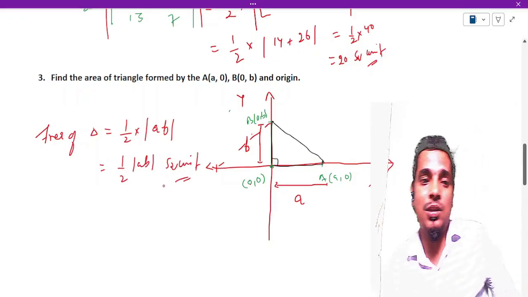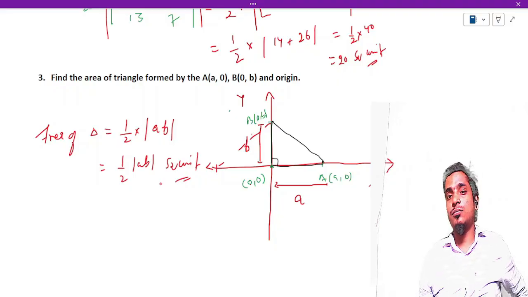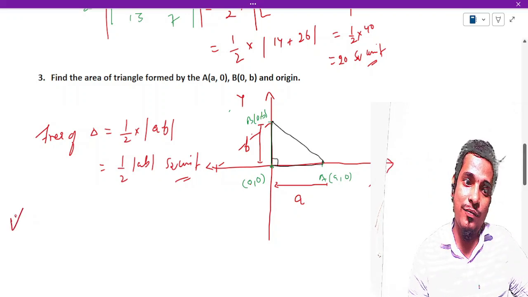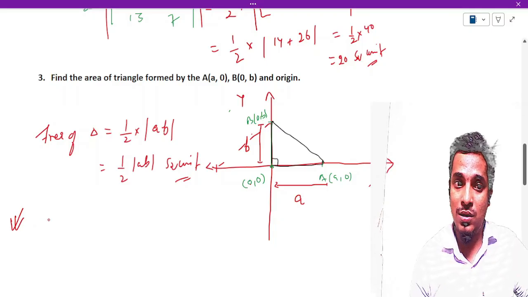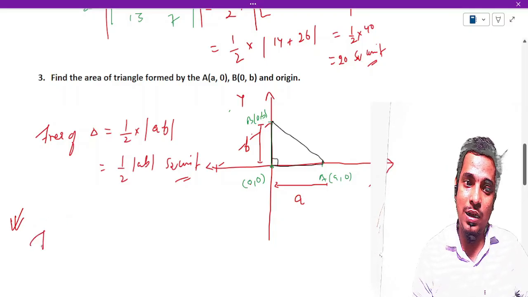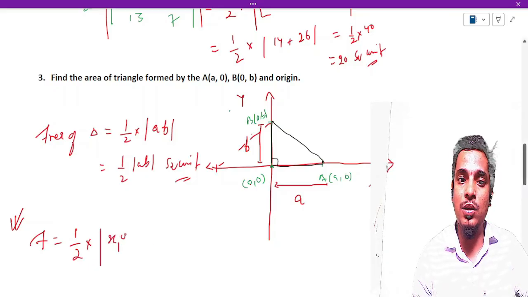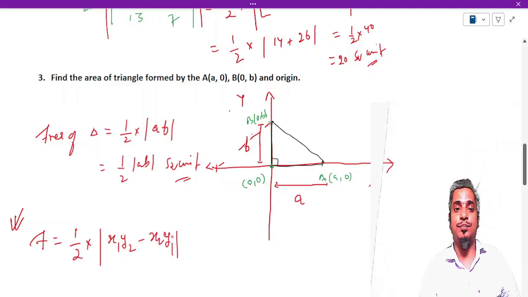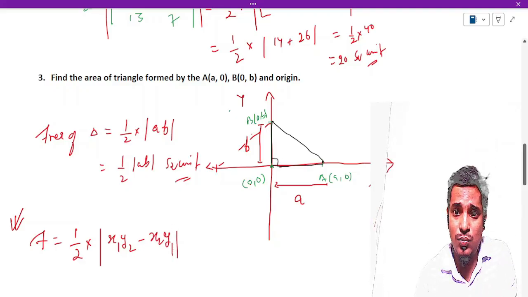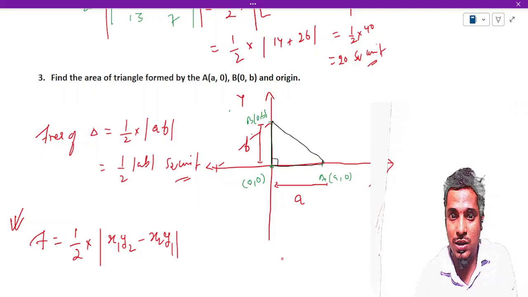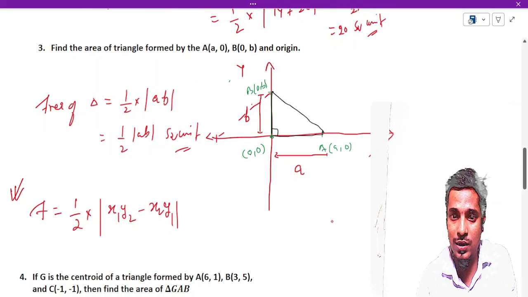Another way of solving this question is by using the three coordinates that we have been given. One important thing we can make a note of: if we are given the origin and 2 other points, the area can be found by 1 by 2 into x1 into y2 minus x2 into y1. It means one of the points is origin, and the other 2 points are x1 y1 and x2 y2. So over here, let me give a general way of this.